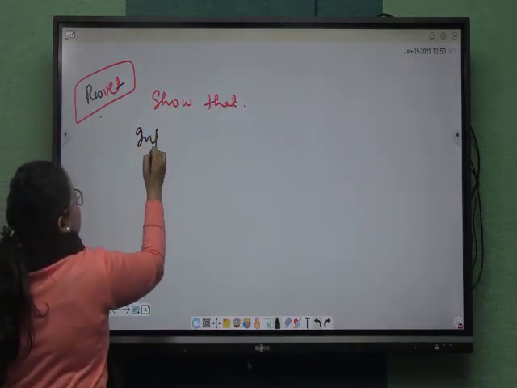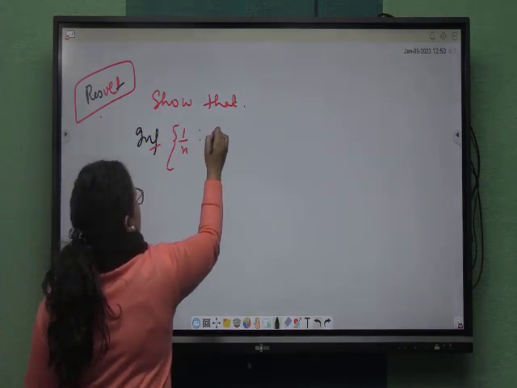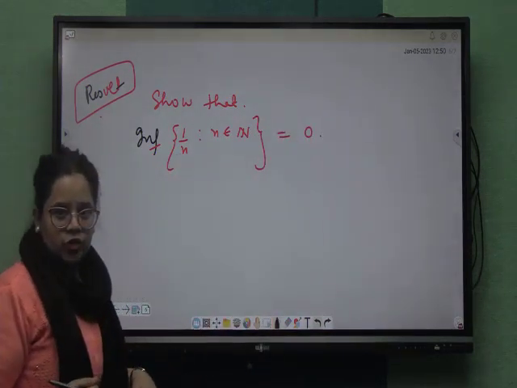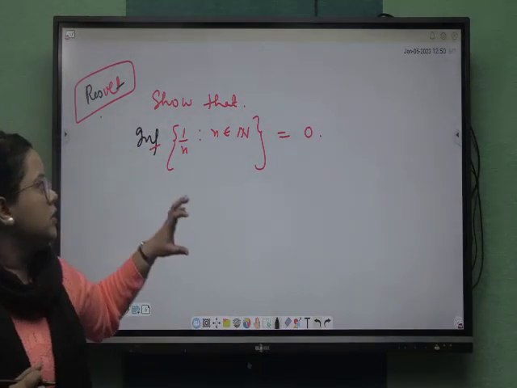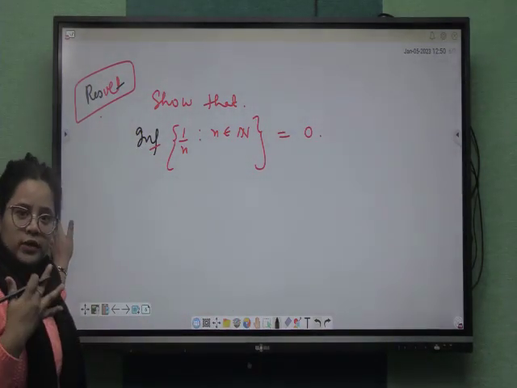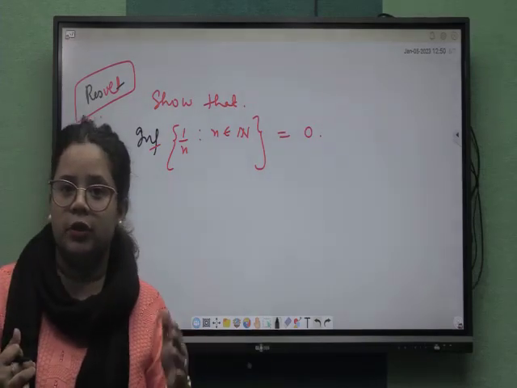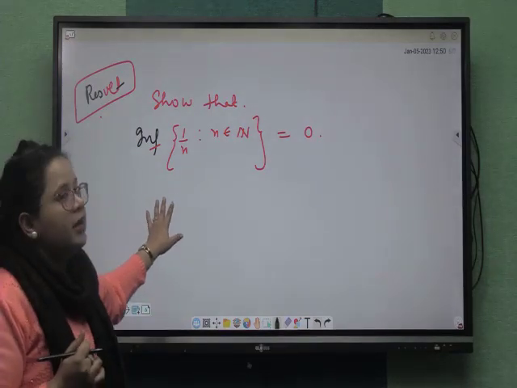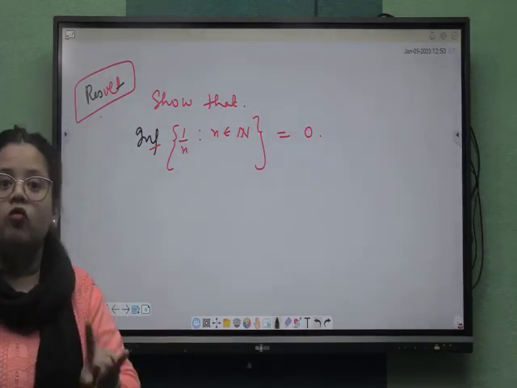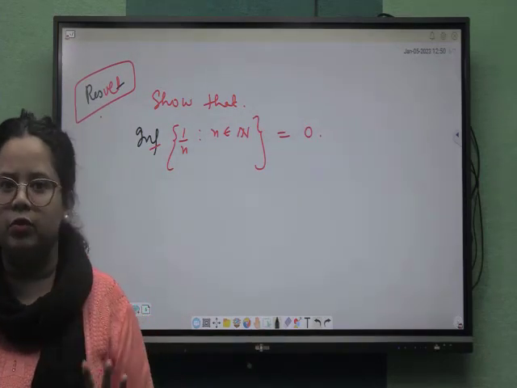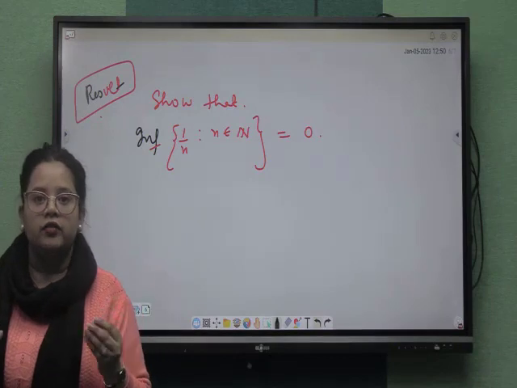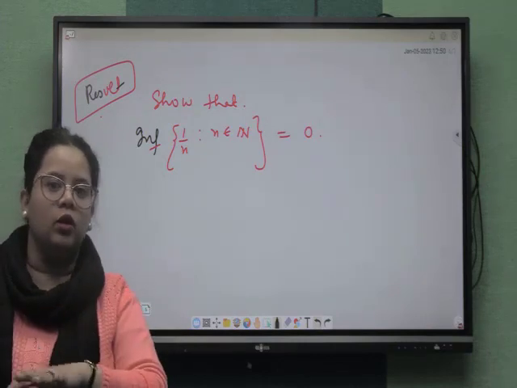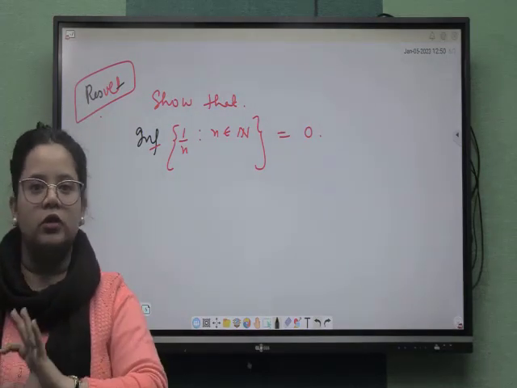infimum of this set 1 by n, n belongs to N, is equal to 0. Now if you have attended my lectures on supremum and infimum, you must know what supremum is and what infimum is. We discussed this particular set. The supremum is 1. That was pretty obvious to prove. Why? Because all the elements are less than or equal to 1 and 1 belongs to the set. That is why it is the supremum. It was a simple proof because if a set contains one of its upper bounds or lower bounds, then that upper bound or lower bound respectively must be the supremum or the infimum.